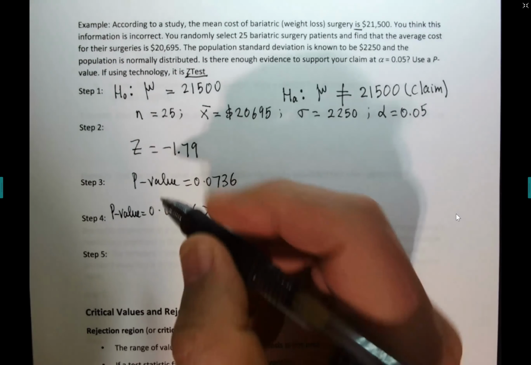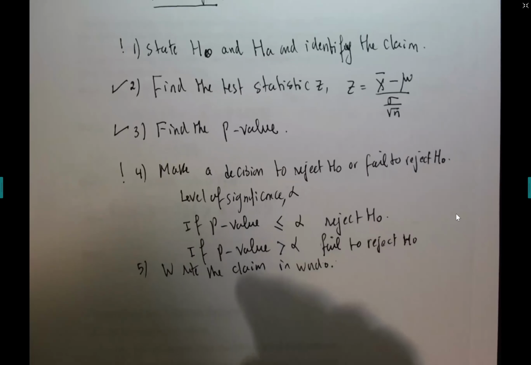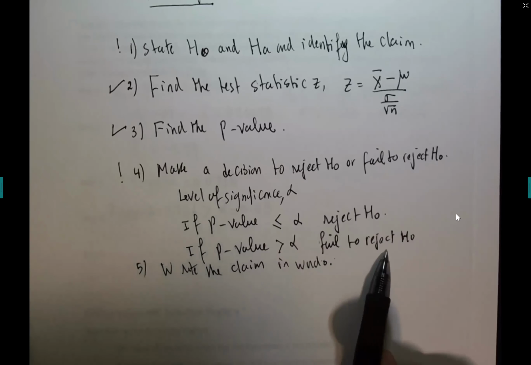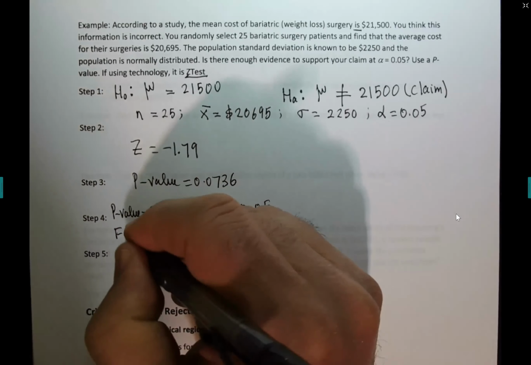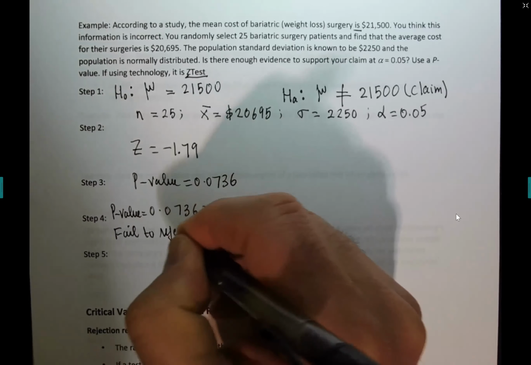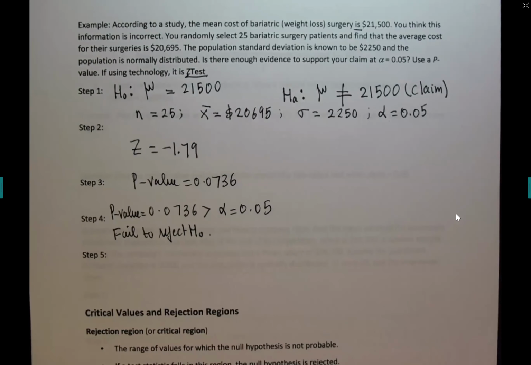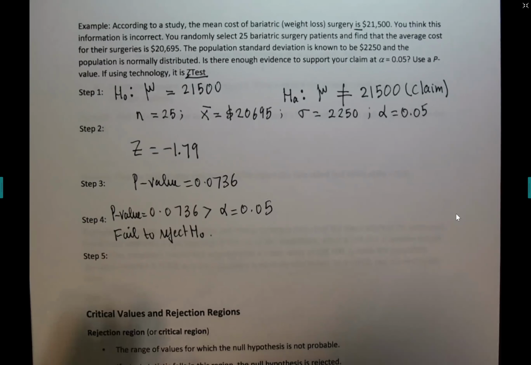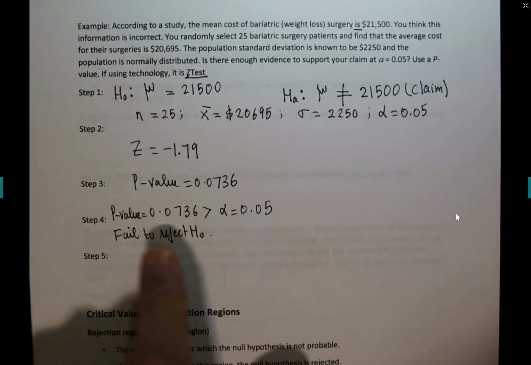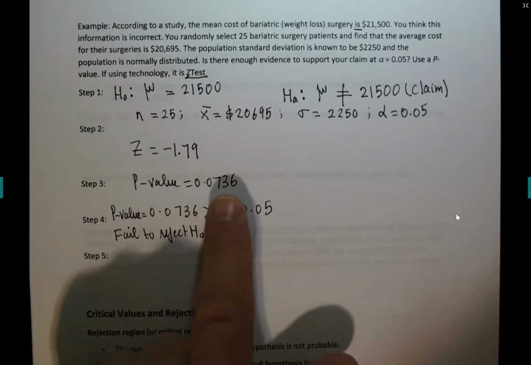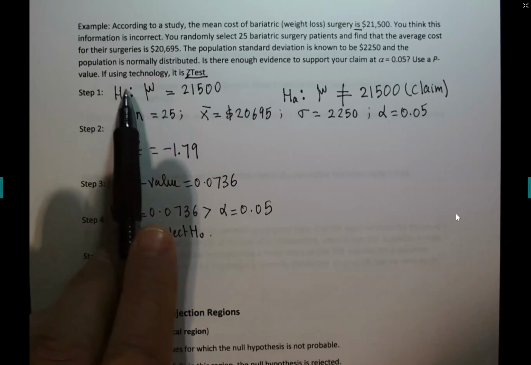And what's the decision? If the p-value is bigger than alpha, what do we do, guys? We fail to reject the null hypothesis. Fail to reject H0. Okay. Look, guys, step number 5 now. So step number 4 is easy. If the p-value is bigger than alpha, you fail to reject H0. If the p-value is less than alpha, you reject H0. Now, you cannot reject H0.